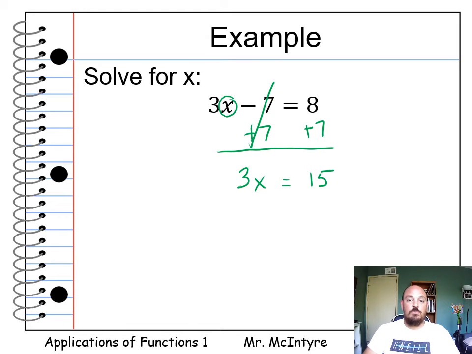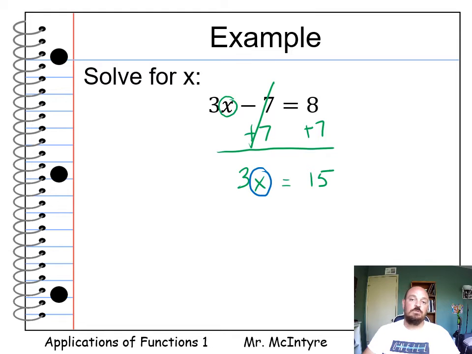So one more step. Remember, our goal is to isolate the x. So I'm looking at this x right here, and I want to get it by itself. This time I need to cancel out that 3. Now I'm not going to subtract 3. It's not x plus 3. It's 3x. And 3x means 3 times x.